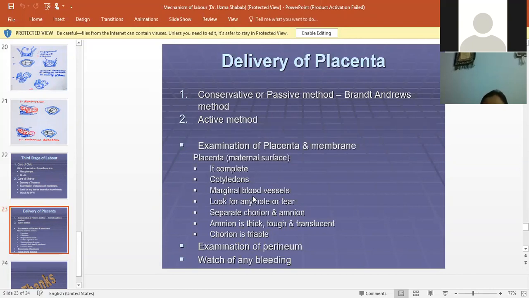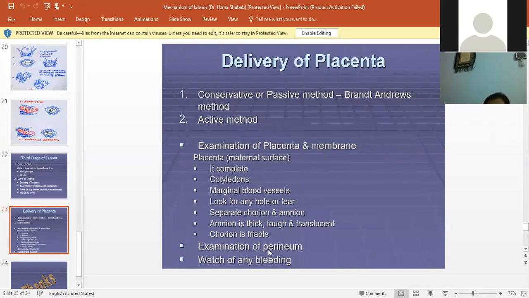After delivery of the placenta, we examine the placenta and the membranes, whether it is complete or incomplete, the number of cotyledons, whether any cotyledon of the placenta is missing, the marginal blood vessels, and look for any hole or tear present in the placenta. We separate the chorion and amnion.